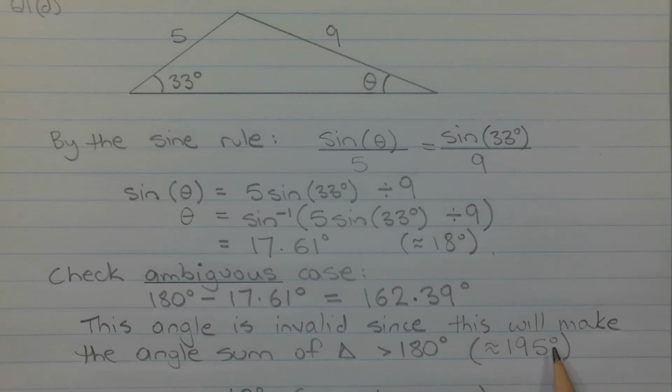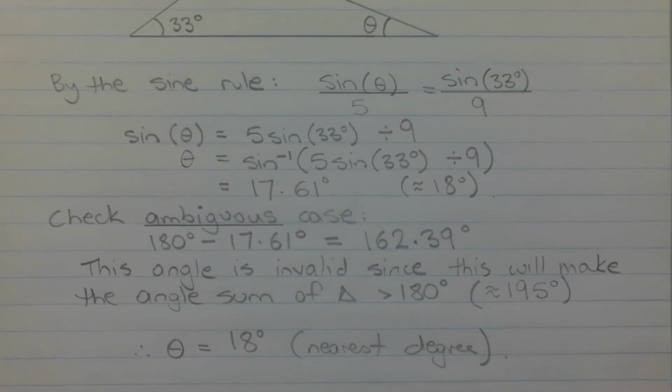And that's clearly over 180 degrees, which is over the angle sum of the triangle. Hence, this obtuse angle is invalid and not a possible solution. Therefore, theta equals 18 degrees, correct to the nearest degree.